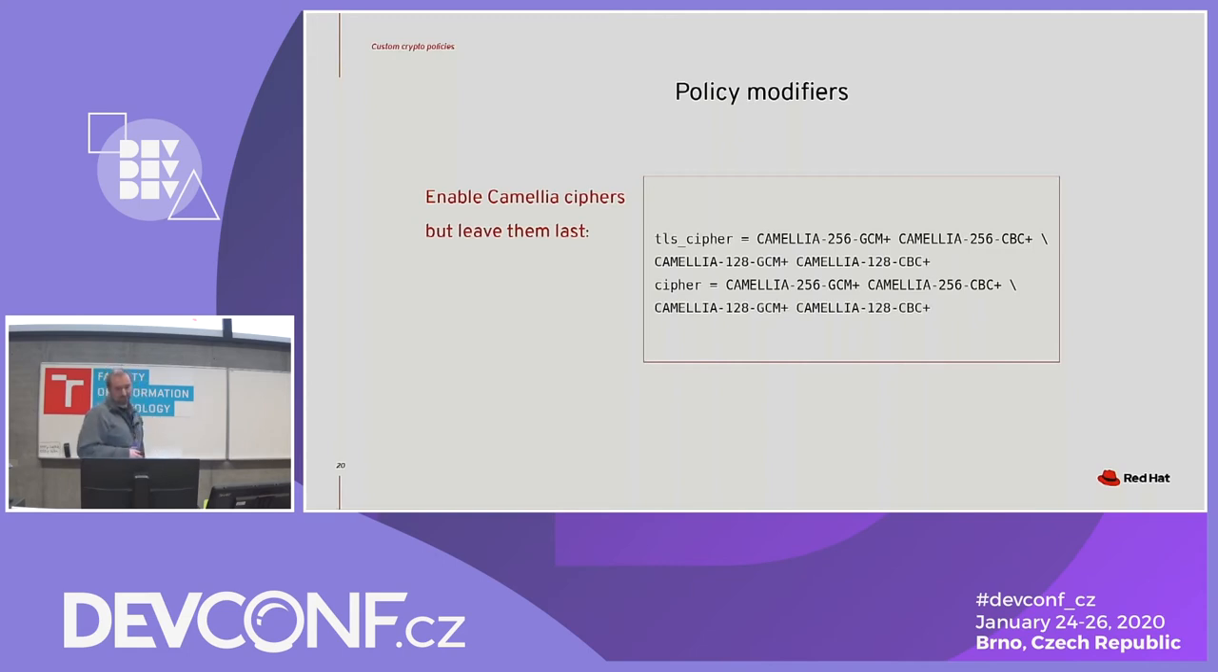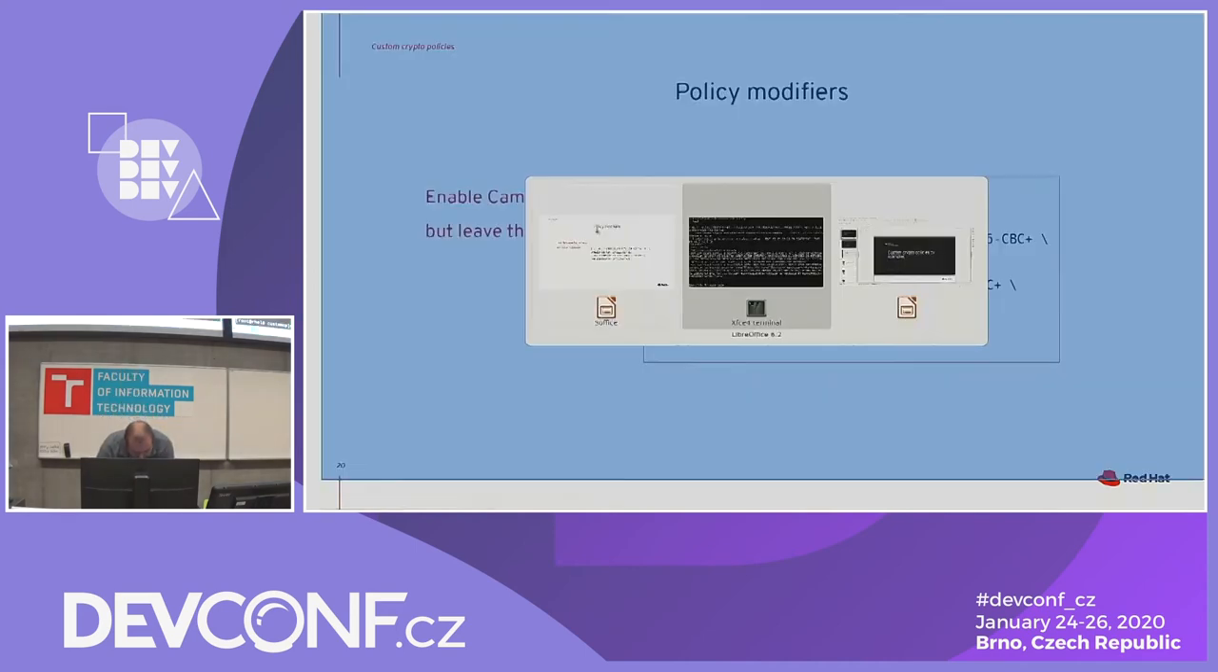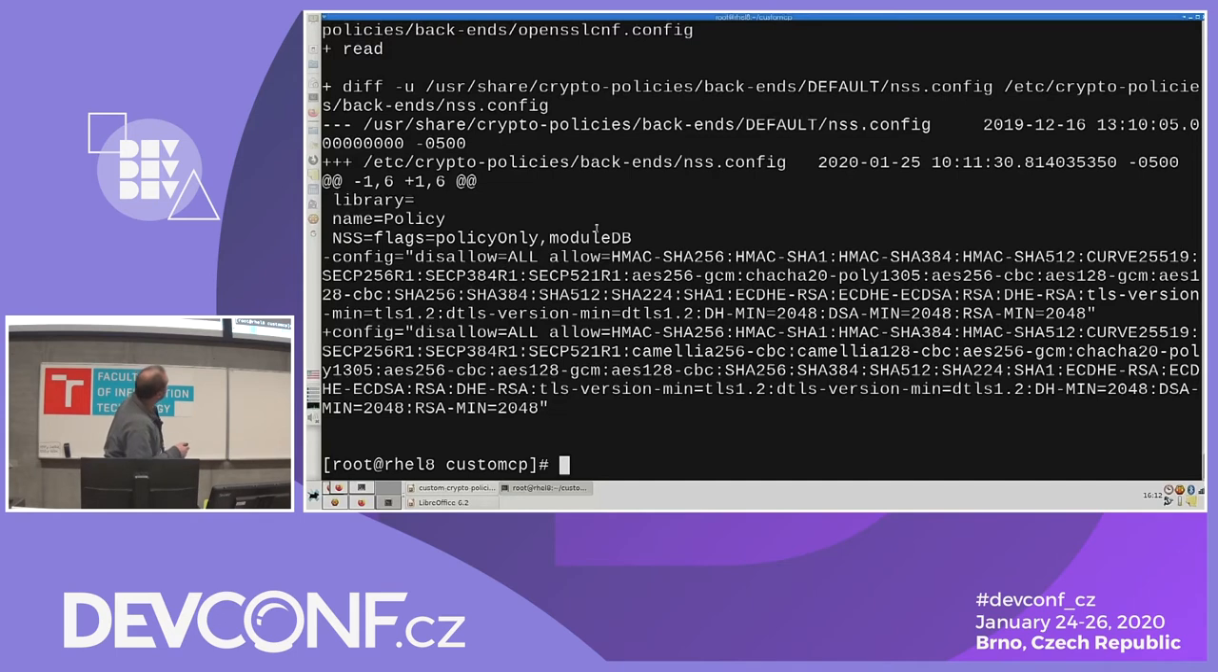This example differs only in that Camellia is put as the last on the lists by adding the plus behind the name of the algorithm. You can see here, this is the previous example, that Camellia is the first, even before AES 256 here, and then here it will be behind AES as the last ciphers.